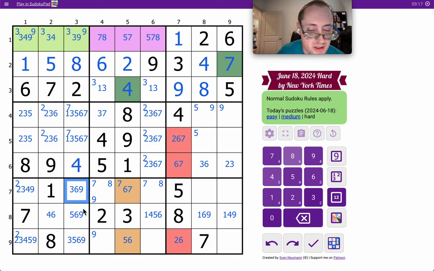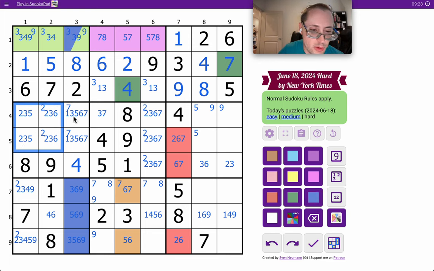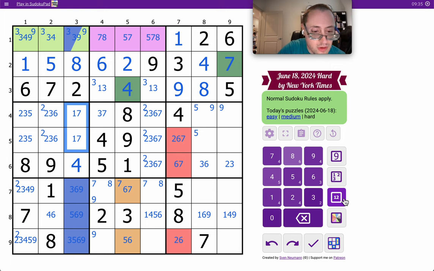And, oh, I just found something. 3, 5, 6, 9 in column 3 has a quadruple because 1 and 7, there's only 2 spots for it. And looking at box 4, there's also only 2 spots for the 1 and the 7. Well, that may help me a little bit. Yeah, those two.